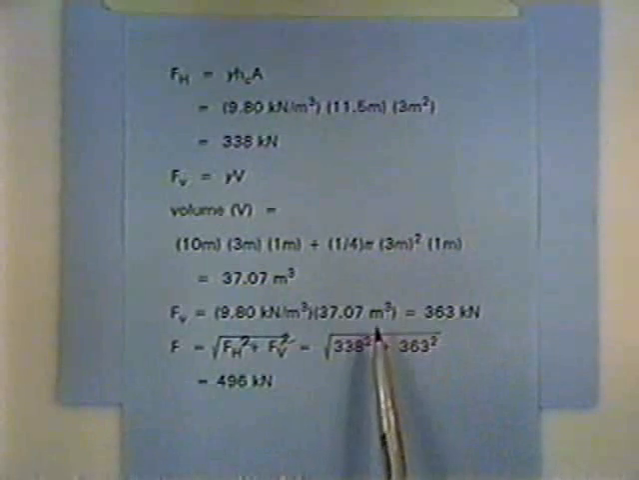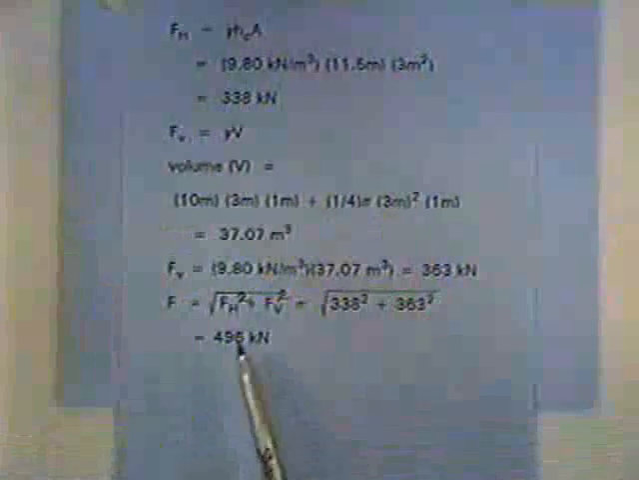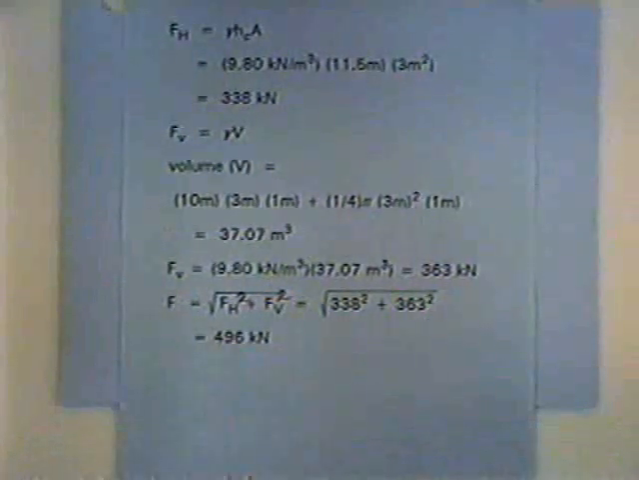And we'll take that volume in cubic meters times the unit weight of the water in kilonewtons per cubic meter to get the vertical component of the force. And then we'll get the resultant force by saying the resultant force is the square root of the horizontal component squared plus the vertical component squared, and we plug in the numbers to get the resultant force.